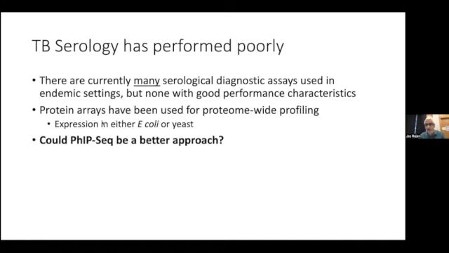And people have looked at proteome-wide profiling for TB. This is mostly done by protein array, which involves expression of TB proteins in either E. coli or yeast, but many MTB proteins are actually really difficult to express. So my question was, could we do better using PhIP-Seq, sort of coming fresh off of this experience with SARS-CoV-2?